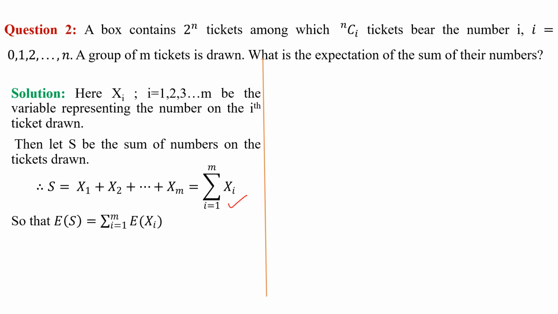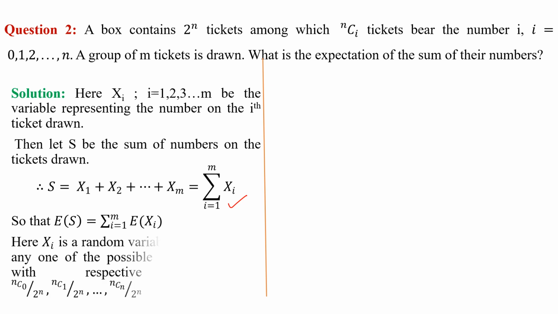Now we require to find the expectation of this one, E(S). So E(S) will be the summation of E(Xi). Now Xi is the random variable which can take any one of the possible values, that is 0, 1, 2, 3 up to n. So the probability will be nC0, the number of tickets desired, divided by the total number of tickets, that is 2 to the power n, and respectively we can obtain the others.